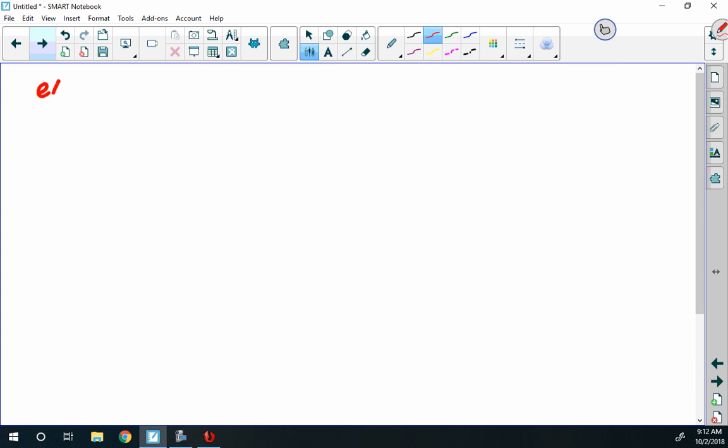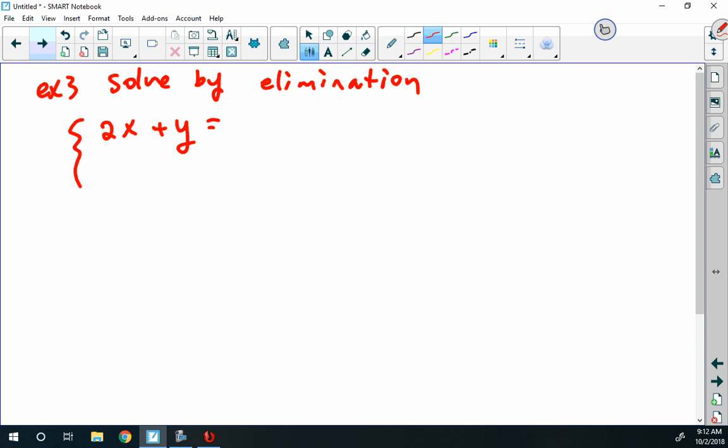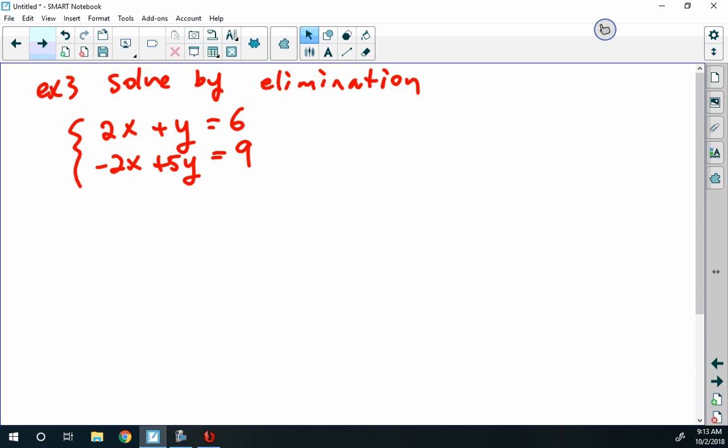Example 3. Solve by elimination. This system is awesome. It's already set up perfectly. 2x plus y is equal to 6, and negative 2x plus 5y is equal to 9. Oh man, this is so awesome. Whoever came up with this system could not have been any more generous.